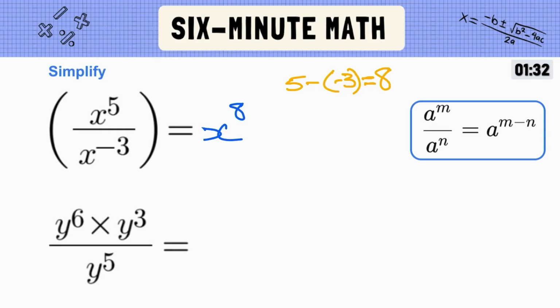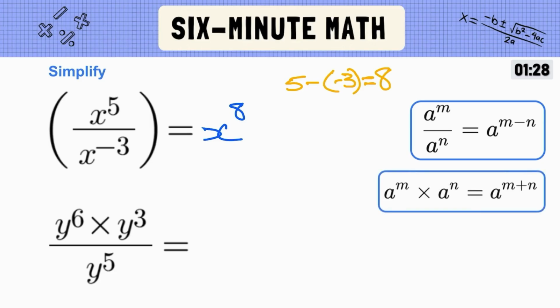For my last example, I'm actually going to use both of my exponent laws. You can see here I have a common base of y, which would make my final power have a base of y. And then I would use both my exponent laws to simplify. I'm multiplying powers on the top, so I will add those exponents together. 6 plus 3 is 9. And then I'm dividing, so I take that 9, subtract 5 for y to the power of 4.